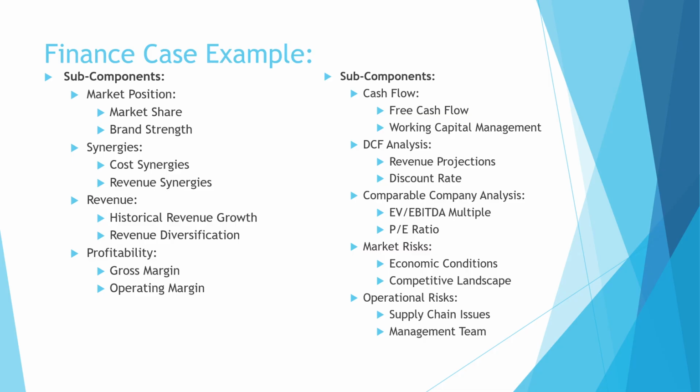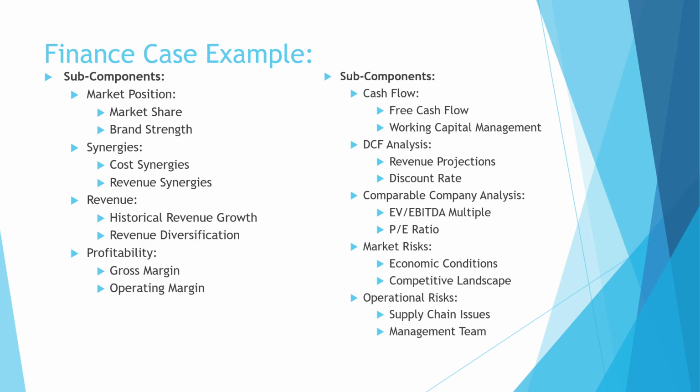Now let's peel back the layers in our finance case and examine the nuanced subcomponents that matter most. Market position is about both market share and brand strength. How well does this company lead its sector, and how recognizable is its brand to consumers? Cost and revenue synergies consider the potential efficiencies or cross-selling opportunities that could arise from merging with other portfolio companies. From a financial standpoint, historical revenue growth, diversification, and margin strength give insights into stability and future potential.